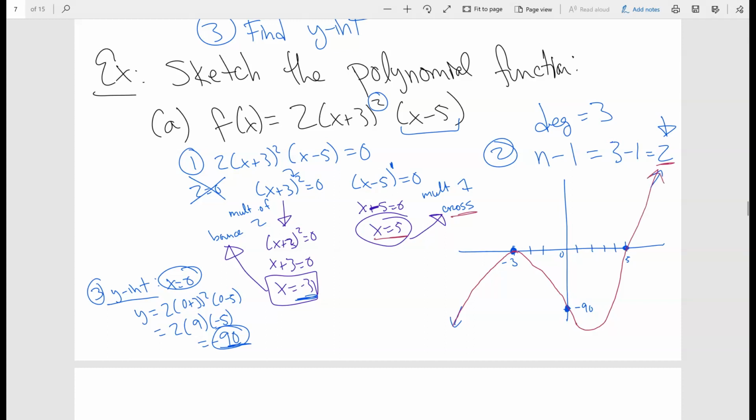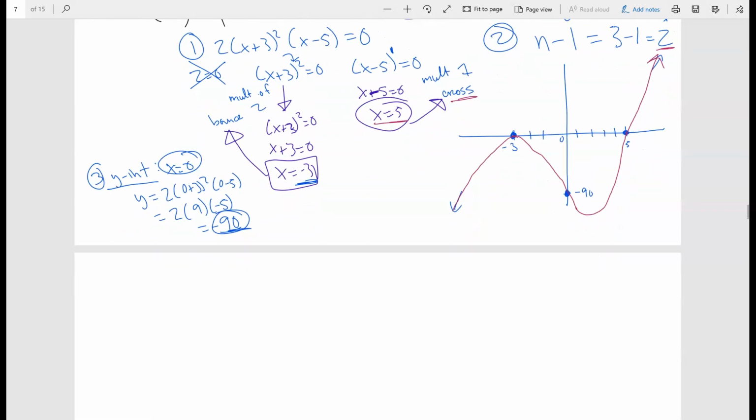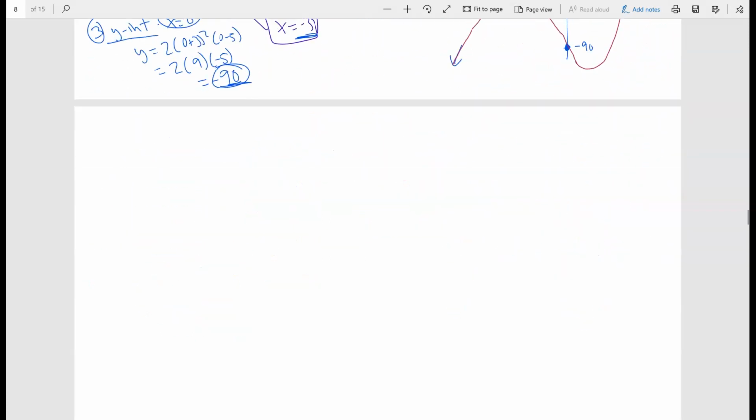Okay, so all we really need is a general sketch of what exactly this graph looks like. It doesn't have to be perfect, just a general sketch. Okay, alrighty. So let's do a couple more examples. That was part A. Let's do part B. So let's say we wanted to do this problem: negative x to the 5th power plus 4x cubed.